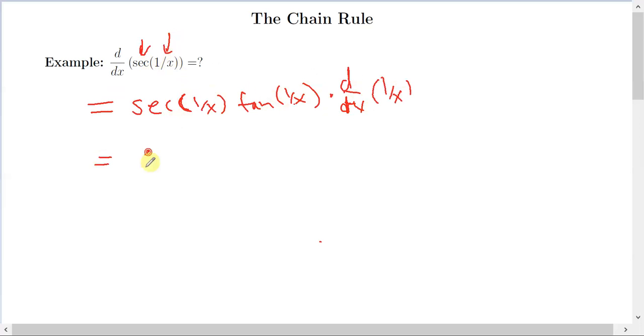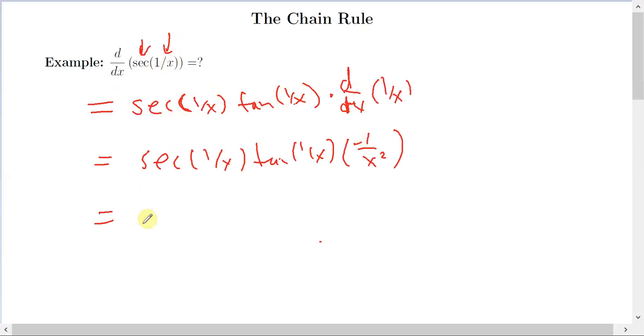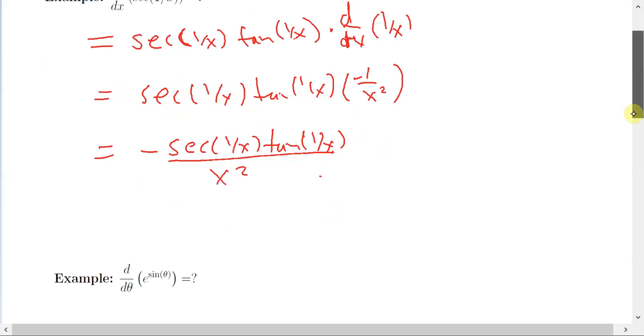And so I get secant 1 over x times tangent 1 over x. And then remember, the derivative of 1 over x is one we should have memorized, which is just minus 1 over x squared. And typically, with the negative, we wouldn't leave it there. I'll put the negative out in front. So I have negative secant 1 over x, tangent 1 over x, and then the x squared. You just put it in the bottom, or you can put the minus 1 over x squared in the front. That part's not so important. The main thing is to see how you handle that inside function. So you take the derivative of the outside function, and then what you do with that inside function. So here's another one.